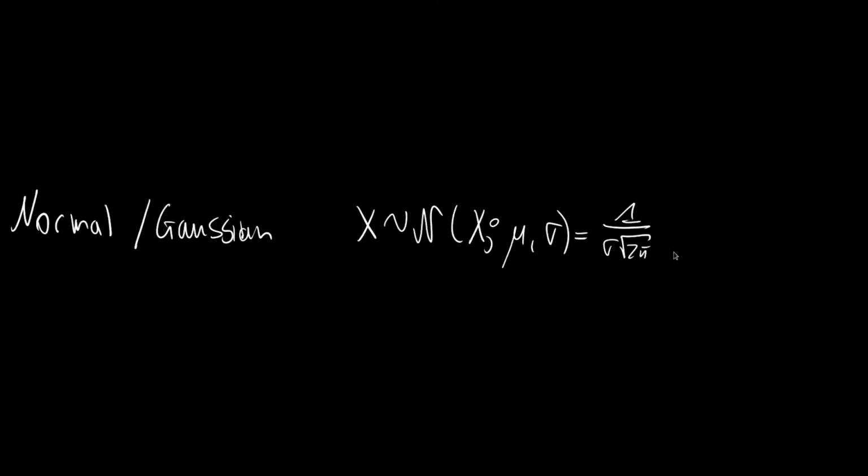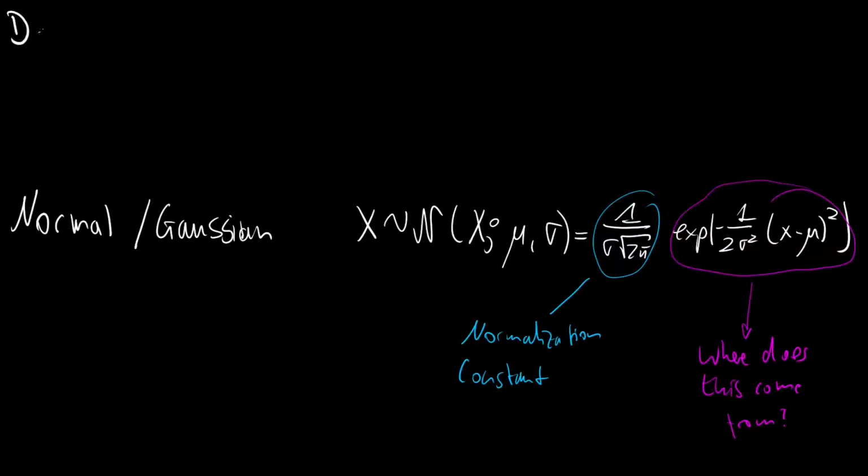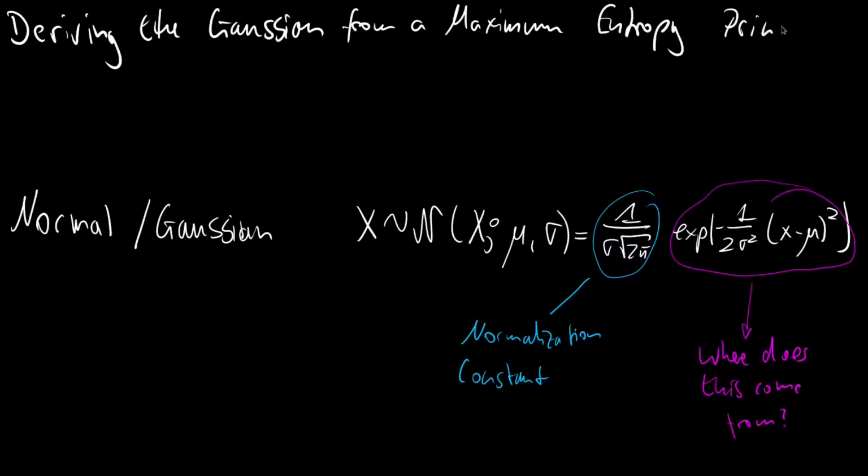You have a normal or a Gaussian distribution. So a random variable is distributed according to a normal under a given mean and variance, and you know how this looks like. The first term is the normalization constant, but where does the second term come from? We can actually derive it from a maximum entropy principle, which we will do in this video.